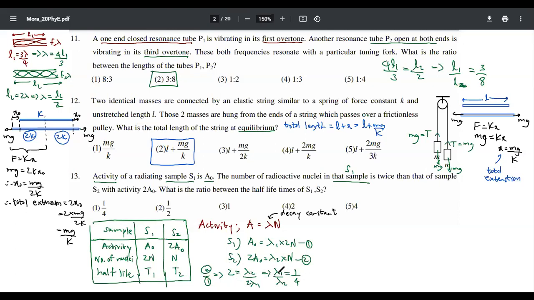Right. Now, why did I write this equation? Because I needed to connect activity and number of nuclei. Lambda jumped in. Lambda is a decay constant. But the question is, what is the ratio between the half-life times of S1 and S2? That is T1 over T2. That's the question. Can someone tell me the relationship between T and lambda? What is the equation? People who have done radioactivity. What is the relationship between half-life and decay constant? Can anyone remember? No? Hello?